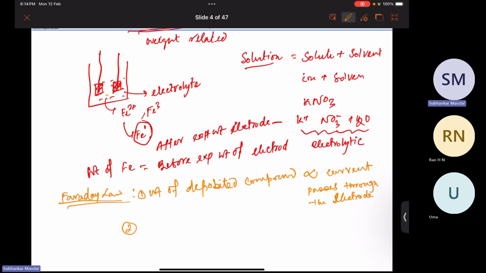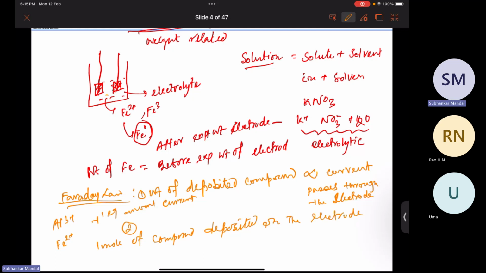The other statement is telling that if you apply an equivalent amount of current, then the amounts of different substances depositing on the electrode surface, for the same quantity of electricity, are proportional to their chemical equivalents. So if you have aluminum 3 plus and Fe2 plus, and you apply one equivalent amount of current, that means one mole of compound is deposited on the electrode substrate.